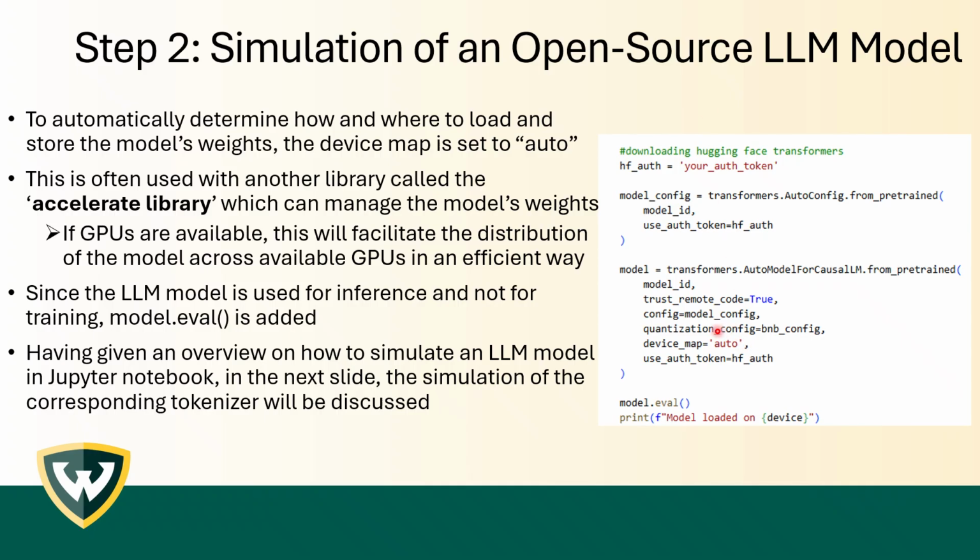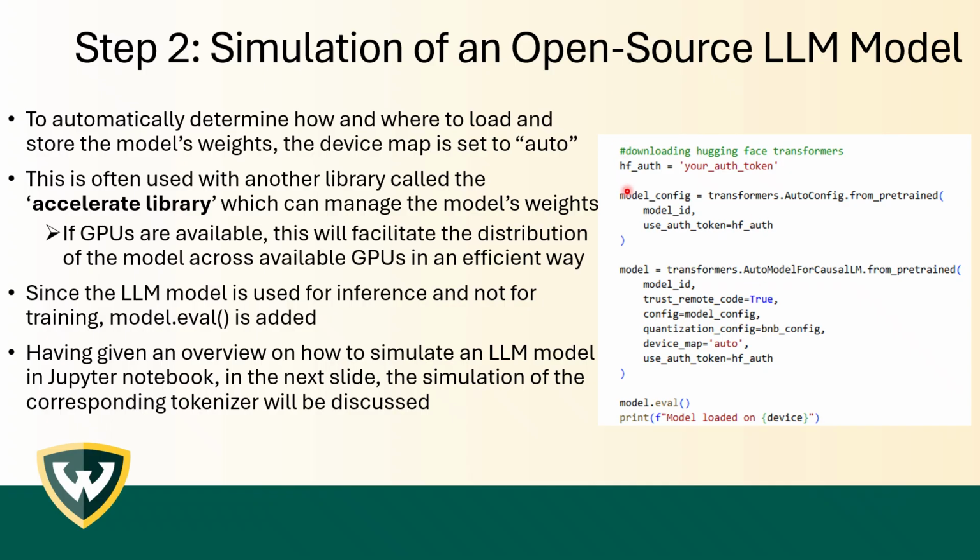Then we have here configuration equal to model configuration, where the configuration class to instantiate is selected based on the model ID and using the HF token that we just created. Since in this case we are running the quantized version of Llama2, we need also to add the quantization configuration that we discussed in the previous slide.